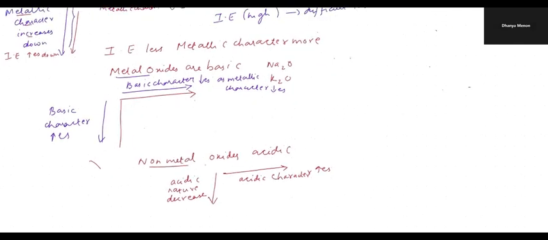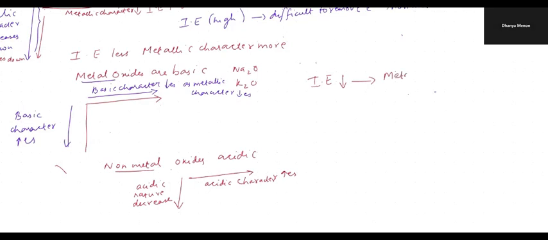Let's summarize this about the ionization energy and the basic and acidic character. If ionization energy is less, metallic nature is more. If metallic nature is more, basic nature increases. If ionization energy is more, that means non-metal nature is more. That means the oxides are acidic, and acidity is high.